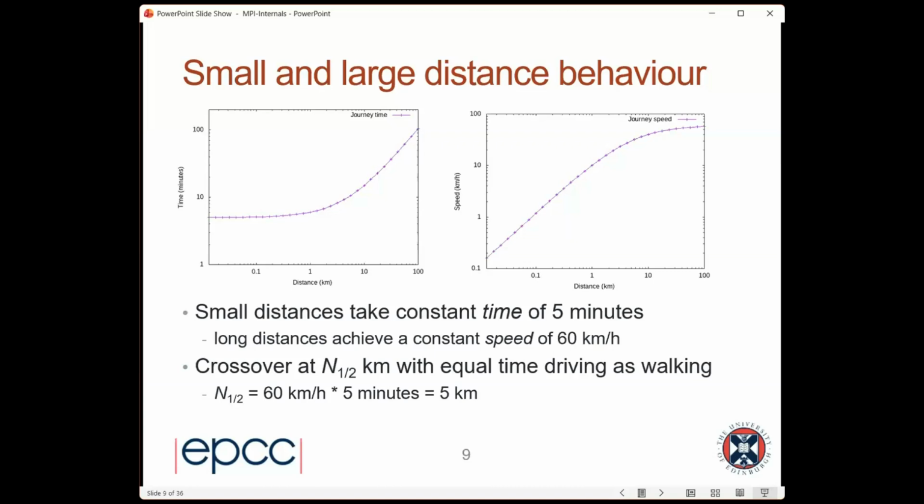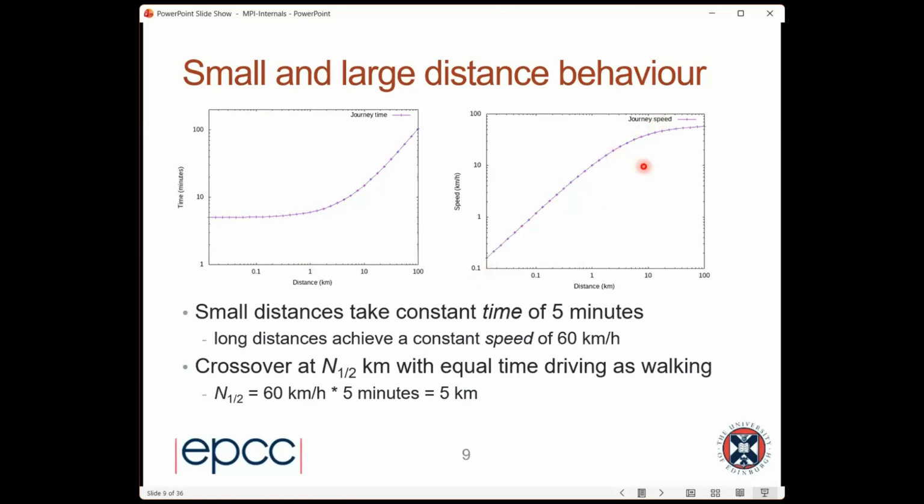And where is that crossover? A very useful metric is n-half. This is the number of kilometers you have to travel where you take equal time driving as walking, which takes 5 minutes. So the switch over between small and large distance behavior happens round about the journey length where the journey is a 50-50 split between walking to the garage and then driving. So n-half, the distance which is the boundary between small and large distance behavior, is 60 kilometers an hour times 5 minutes, which is 5 kilometers. So below 5 kilometers, my journeys take constant time.